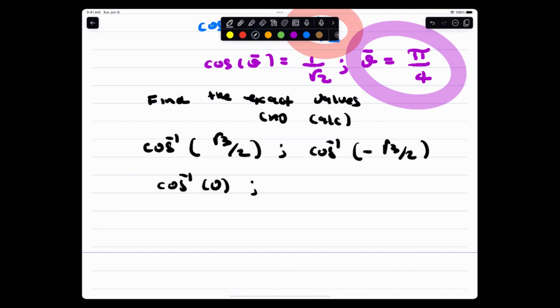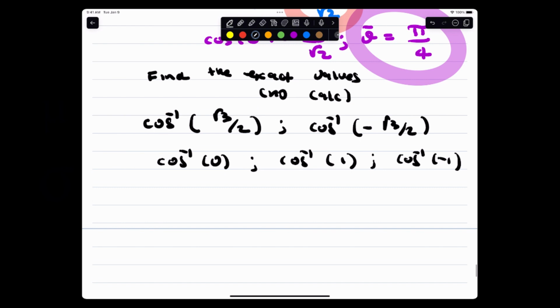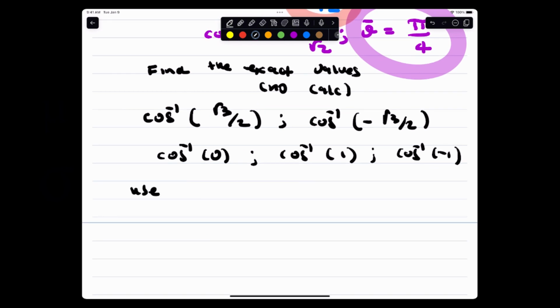Inverse cosine of 0. Inverse cosine of positive 1. Inverse cosine of negative 1. And they'll say use the calculator. Inverse cosine of maybe 2.16334. We'll give you guys some time, and of course, we'll go over it. Same thing as before, though. Give you guys some time here.